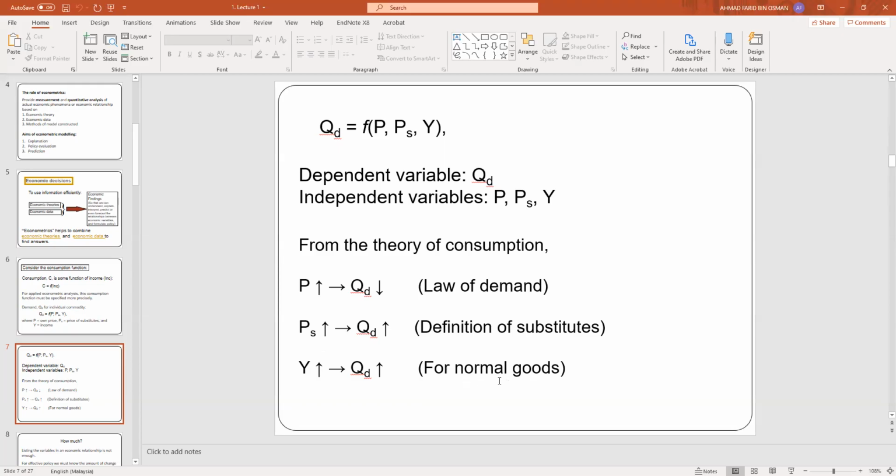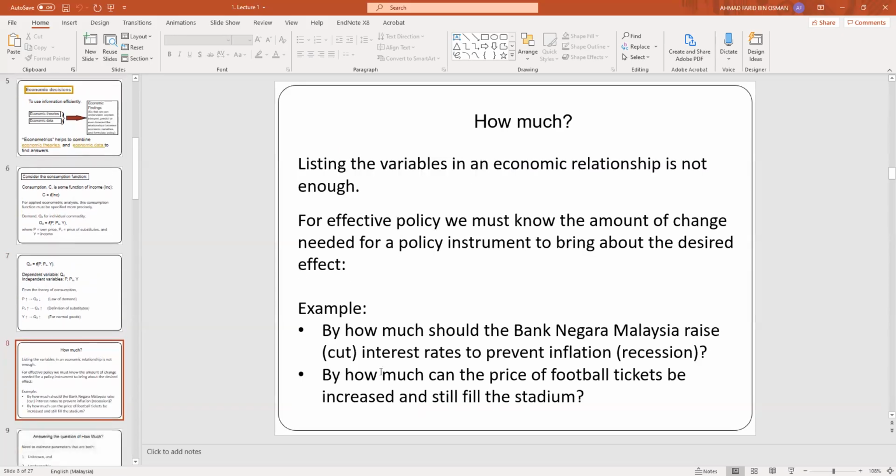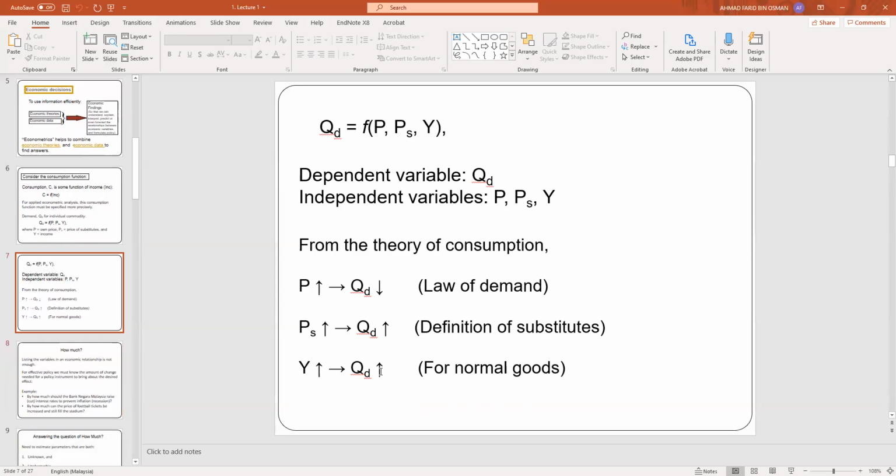So these two are for normal goods or normal products. For certain products, especially cheap products, this is not really true, because when income increases, people tend to buy products of better quality. So in that case, when income increases, it will reduce the demand for that product. But for most products, other normal goods, when income increases, it will increase the demand for that product. So this one is our second attribute, the one that I explained before.